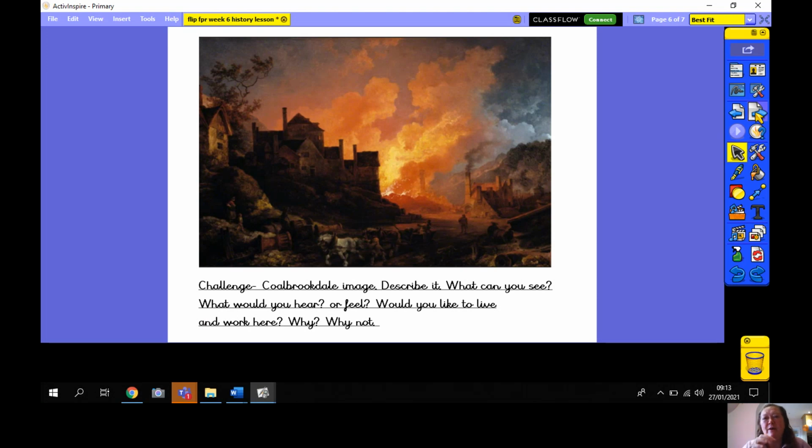So just a paragraph about that picture. What can you see? What would you hear, smell, feel? And would you like to live and work in a landscape like this? Okay, it's an incredible picture though, whether you like it or not. So enjoy that activity. As I say, you don't have to do it. It's just something you should think about to try and get your head into this period of history and what was going on. Okay, so hope you've enjoyed that.